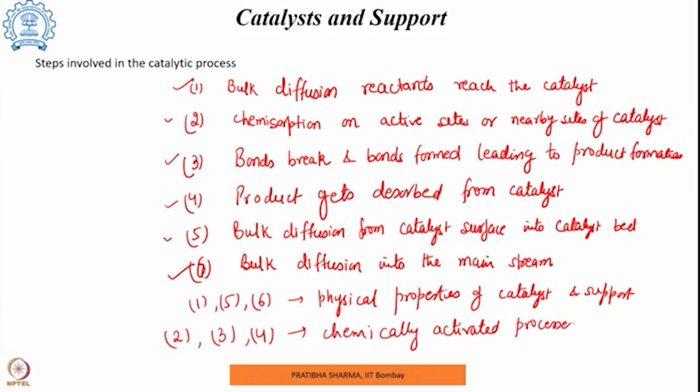Where reactants are consumed, conversion of reactants takes place, formation of product takes place, and formation of various intermediates occurs before the formation of product. So, as such, the chemical properties, the interaction between the catalyst support and reactants to form product is more important. Now, in a catalytic process, any of these reactions can be the rate limiting step. Any of these 6 processes can be the rate limiting step.